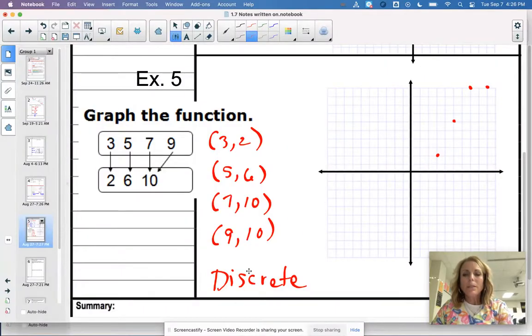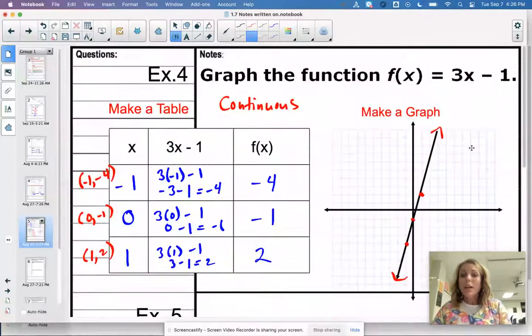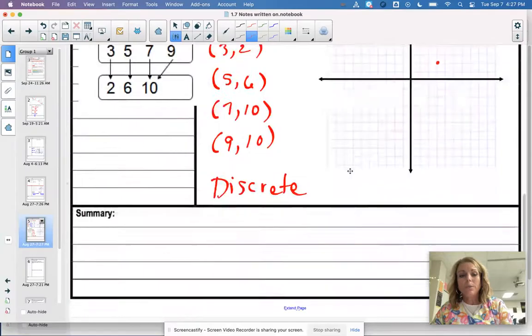This is discrete. I do not connect the dots because the only points that are a part of this function are the distinct separate points. Whereas up here, I have an equation that's a function, meaning there is an infinite number of x values that will work to create this graph. That's why it's called continuous.